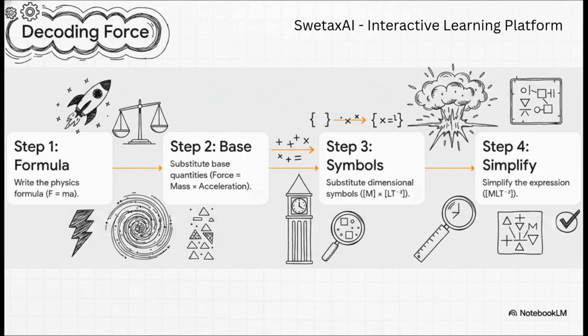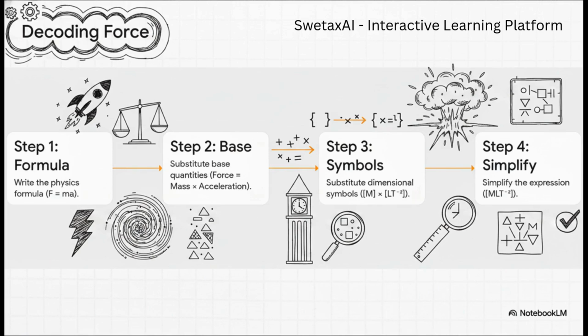First, we start with the formula everybody knows, F equals ma. Step 2, we break that down into its most basic parts. Mass is already a fundamental quantity, but acceleration is really just length divided by time squared. Step 3, we swap in our dimensional symbols. Mass becomes M, and acceleration becomes L T to the minus 2. And finally, step 4, we just clean it up.